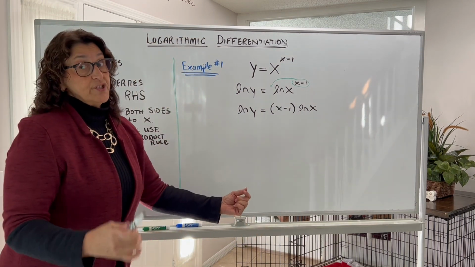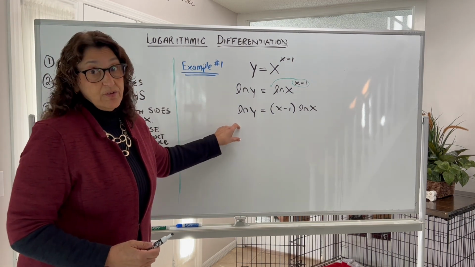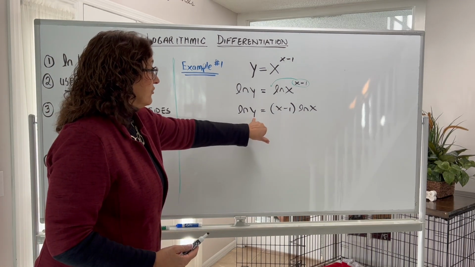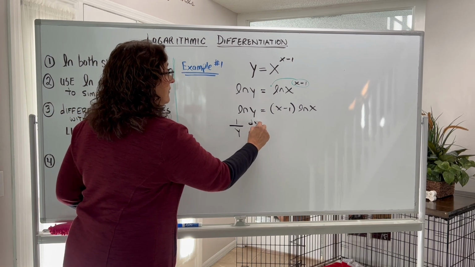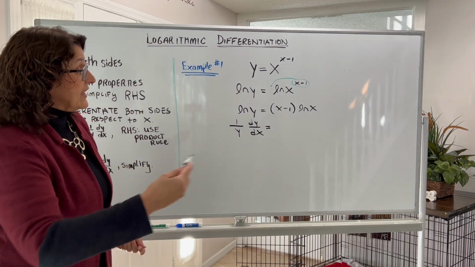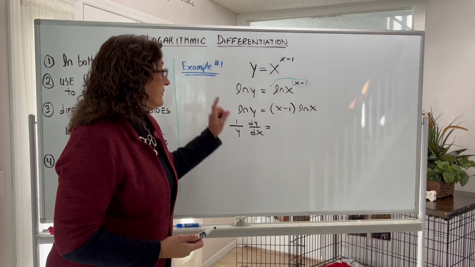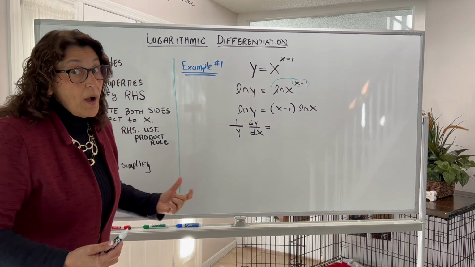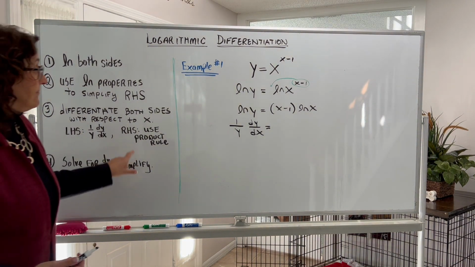Now we're ready to differentiate both sides of the equation with respect to x. Left-hand side, we have natural log y. How do we differentiate a natural log? We take the derivative of y, which is 1, over y, and that's the derivative of y with respect to x, because we need to differentiate implicitly both sides of the equation with respect to x. So here we go on the left-hand side, 1 over y dy dx. Because you natural log both sides, you're going to have ln y equals, so the left-hand side, you're going to have 1 over y dy dx.